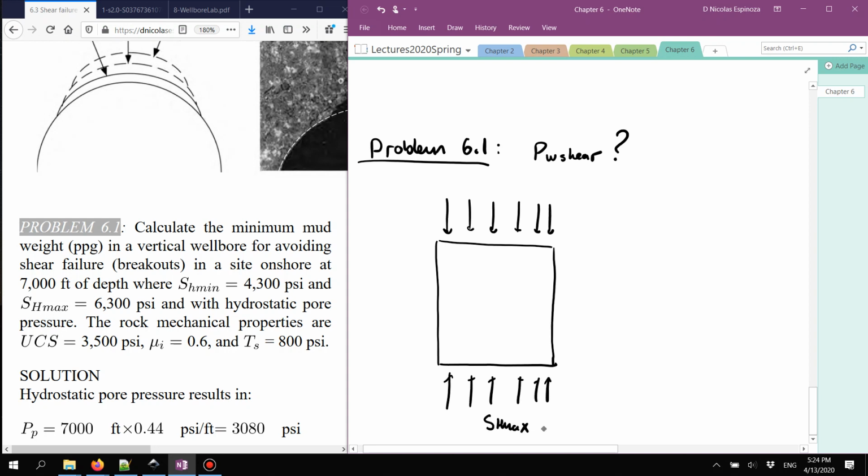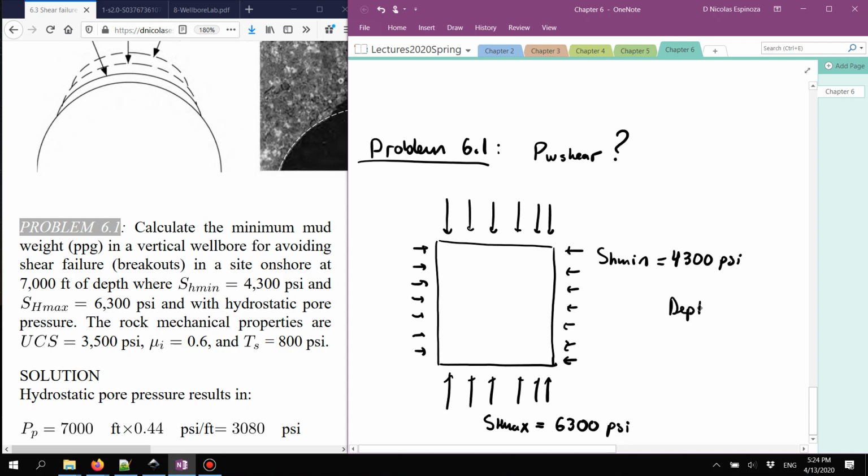This is SH max of 6300 psi, and we have SH min in the perpendicular direction, SH min of 4300 psi. And let me see what else we have in here. This is the site onshore. The depth is 7,000 feet.